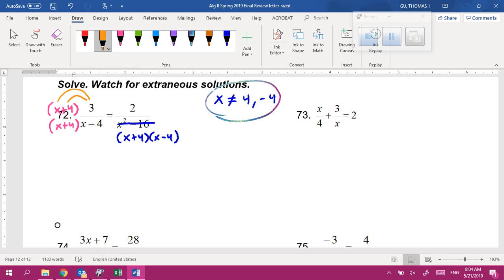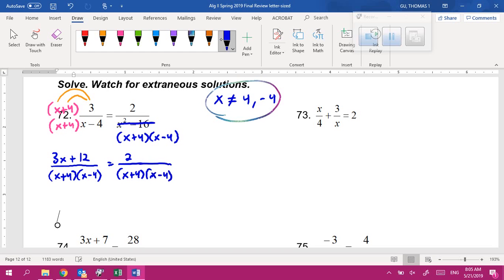Distribute. So now my new equation is going to say 3x plus 12 over x minus 4 equals 2 over x minus 4. Okay, so now look at this. On opposite sides of the equal sign we have the exact same denominator. What can we do now that the denominators are the exact same? Yeah, you can cancel them out. Boom.